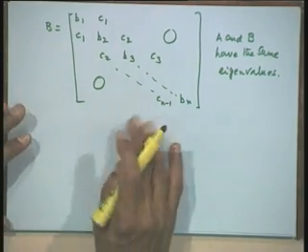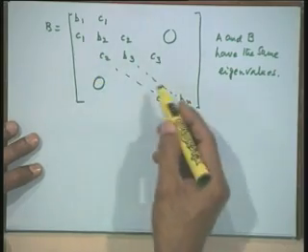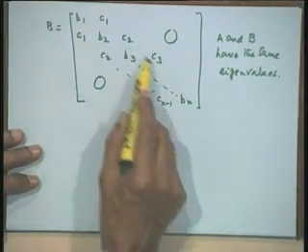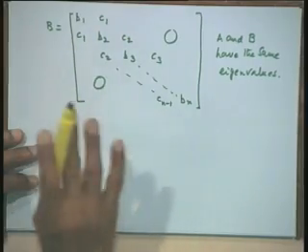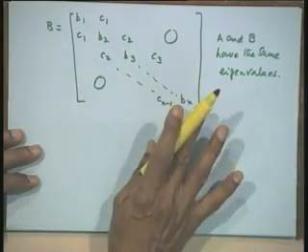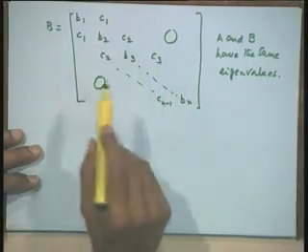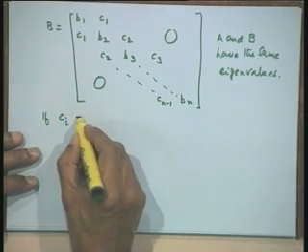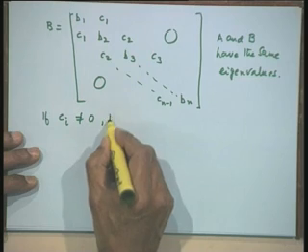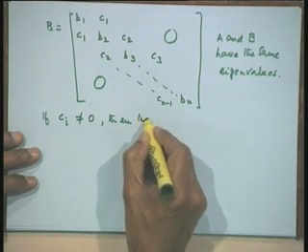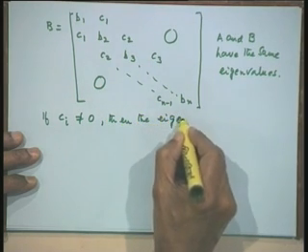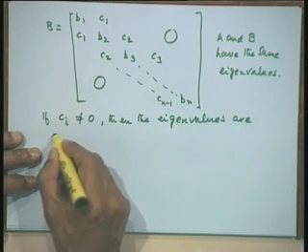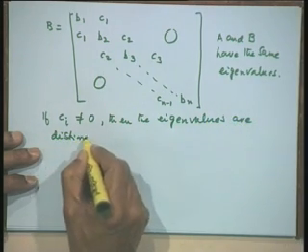Now, there is a theoretical observation on the eigenvalues of a tridiagonal matrix. What it states is, if all the off diagonal elements are not 0, then the eigenvalues of this are distinct. So, that is a property of the tridiagonal system. If C i is not equal to 0, then the eigenvalues are distinct.